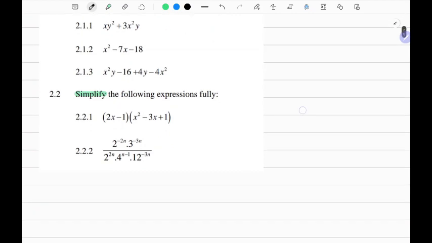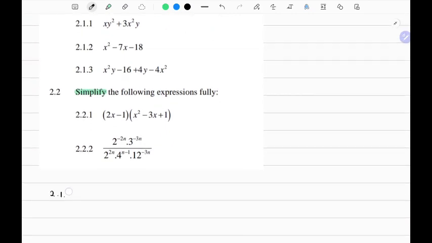So for 2.1.1, we have an expression that has two terms. And when analyzing these two terms, we can see that xy is common to both terms, so we can factor that out. If we factor out xy from the first term, we're left with y plus. If we factor out xy from the second term, we're left with 3x.